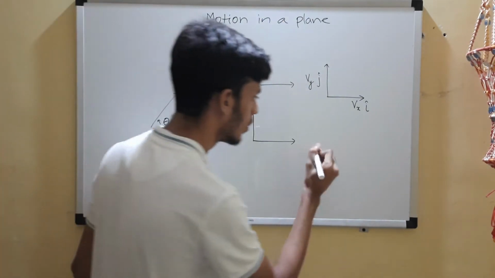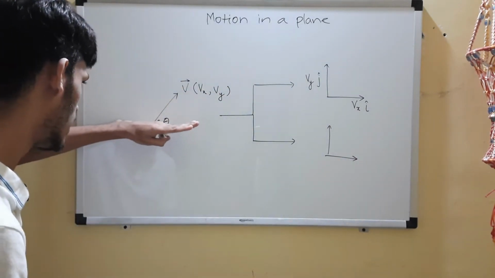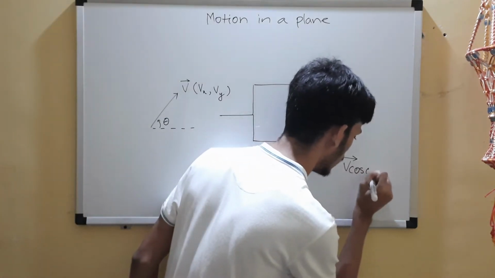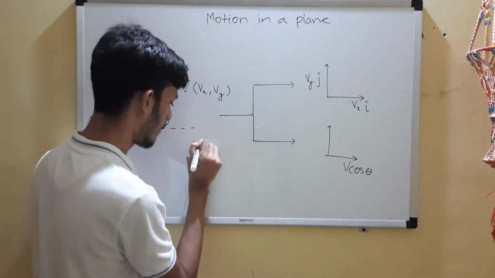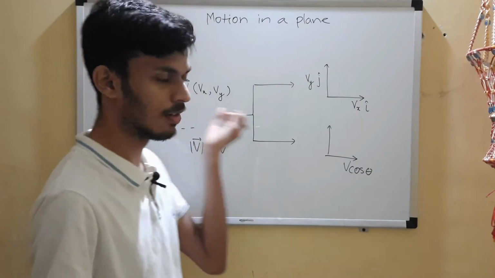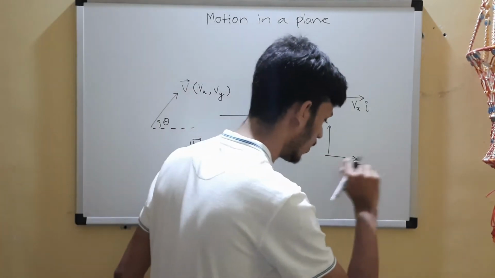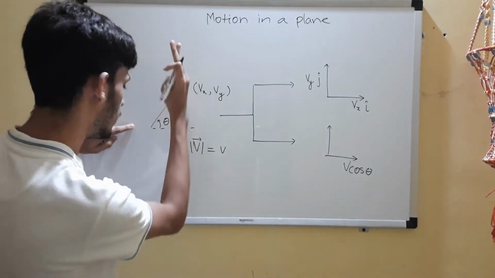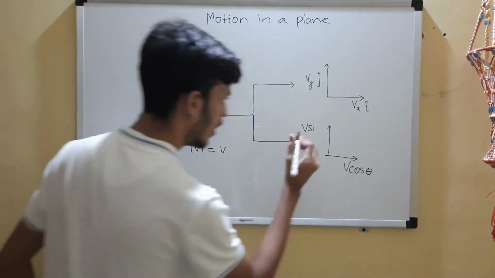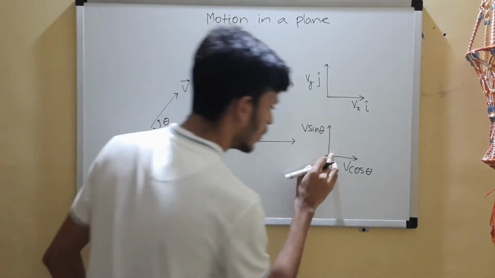Now you can also use trigonometry to do that, right? You know that the side adjacent to theta is v cos theta, where v is the magnitude of the vector v. So v cos theta in the x direction, of course, and the side opposite to theta is v sin theta. I've just shifted it over here, right?